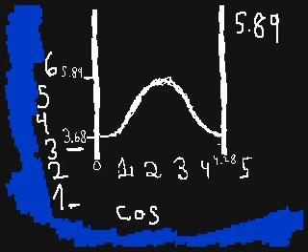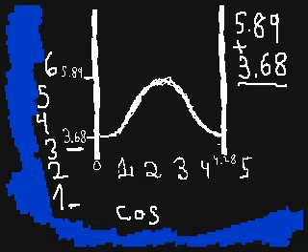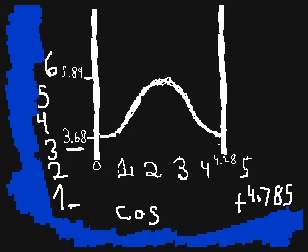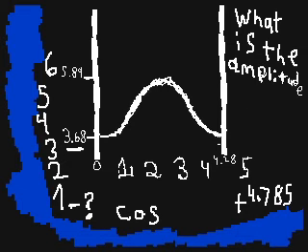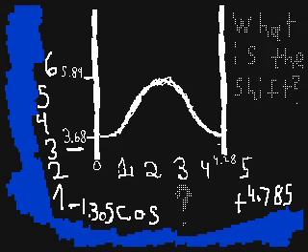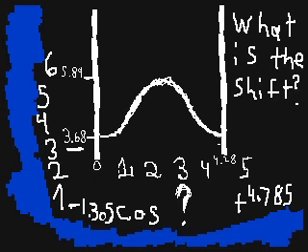So what's the midline? 5.89 plus 3.68 equals 9.57. Keep in mind we took the top and bottom to get this. We divide it by 2 and get 4.785. And we divide by 2 so we can get the median. So what's the amplitude? Well, we end up taking the top variable, subtracting it by the midline, and we end up getting 1.305.